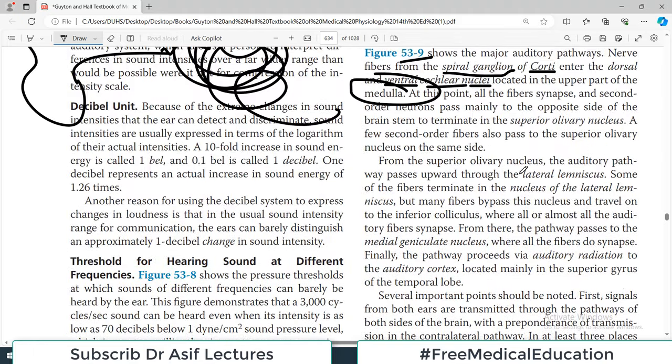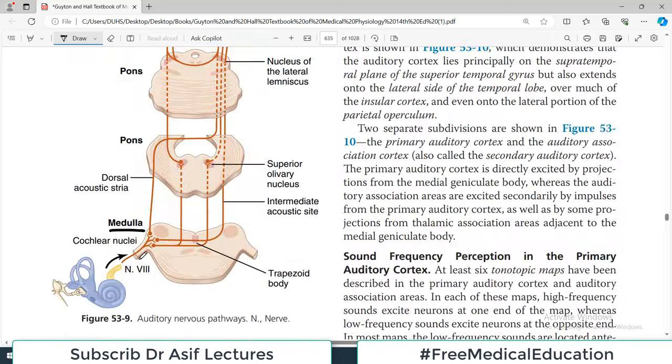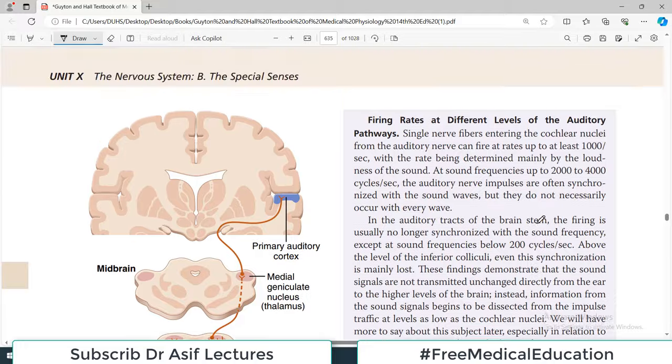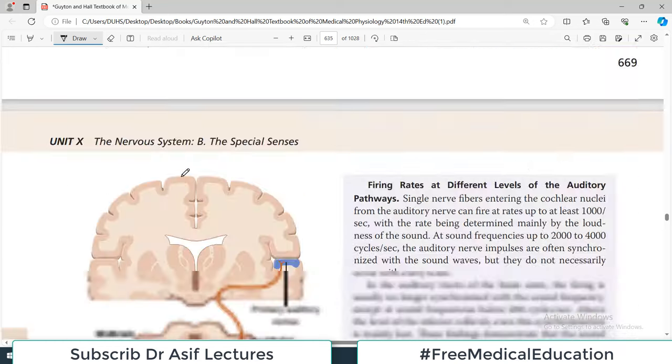And from the medulla, what happens then? At this point, all the fibers synapse and second order neurons pass mainly to the opposite side of the brainstem to terminate in the superior olivary nucleus. So keep track of it. All these fibers are synapsing here, then they are crossing to the opposite side, and going where? They are going to the superior olivary nucleus. A few second order fibers also pass to the superior olivary nucleus of the same side. So that's an important thing.